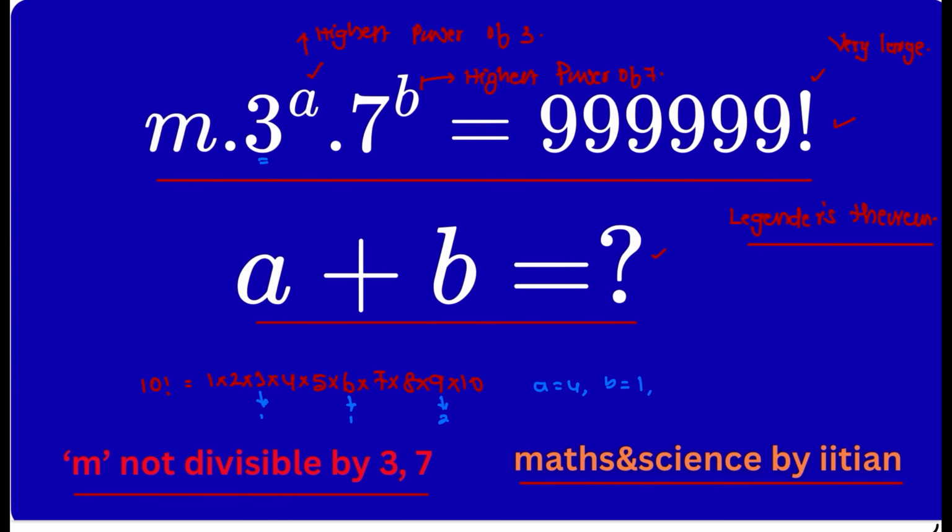If it is a million factorial like this, how to find out? Can we find out in the manual way? It's not possible. Hence, we use the Legendre theorem to find out the highest power of 3 and the highest power of 7 in a given factorial, a million factorial, which is in millions. Let's go and solve this problem.